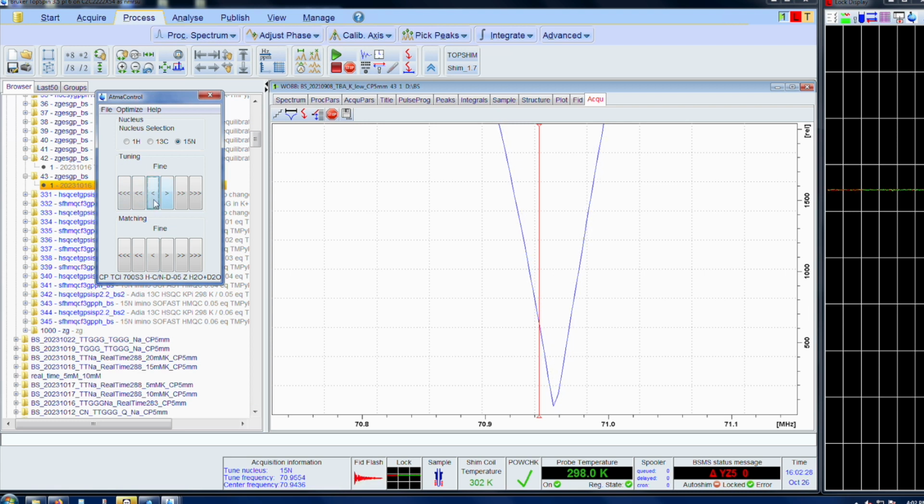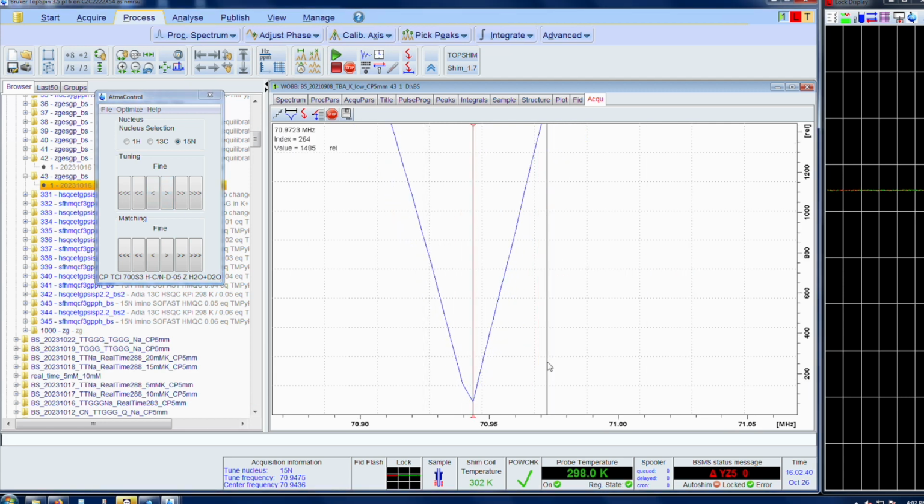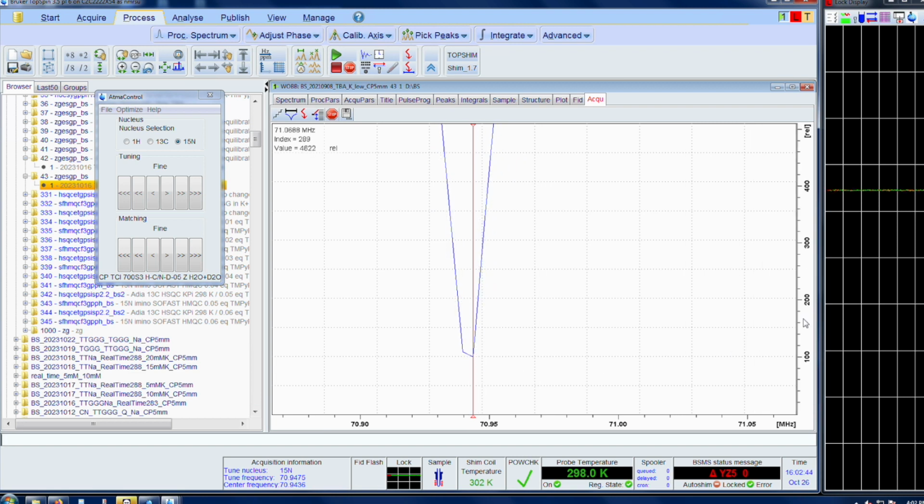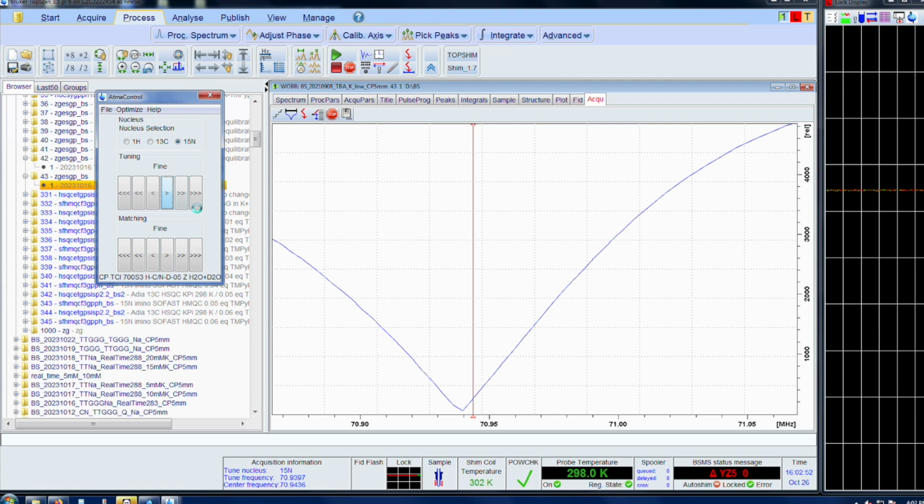When I'm using the tune, generally people match first, followed by tune. The tune is to ensure that the frequency gets nicely tuned up. Basically, you're looking at the tank circuit and trying to make sure the reflected power is the least. Yet again, it remains somewhere around 100 and the frequency is reasonably matched. So this indicates that the nitrogen channel is quite reasonably tuned and matched.